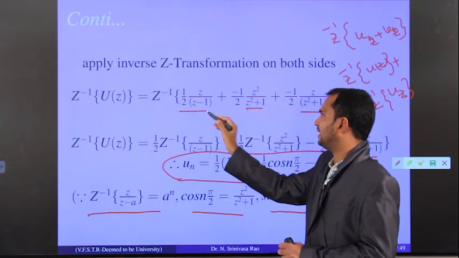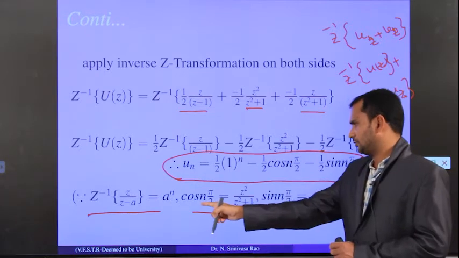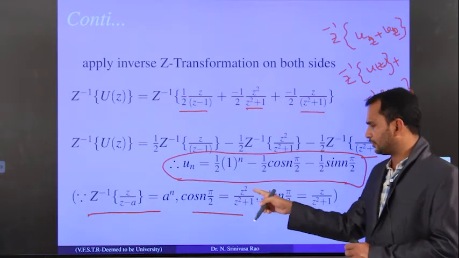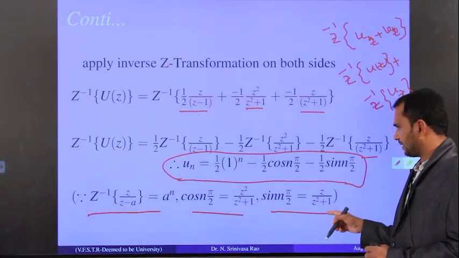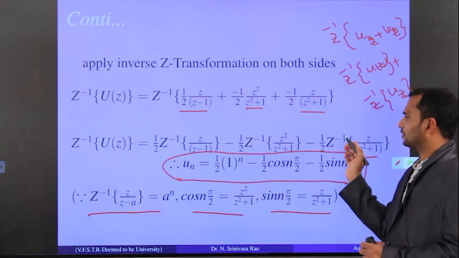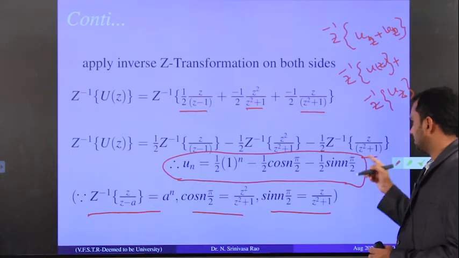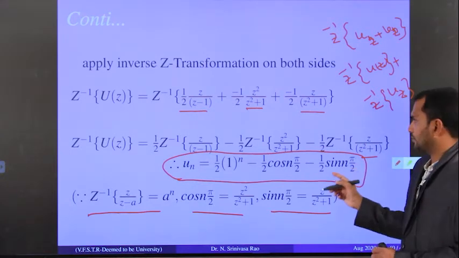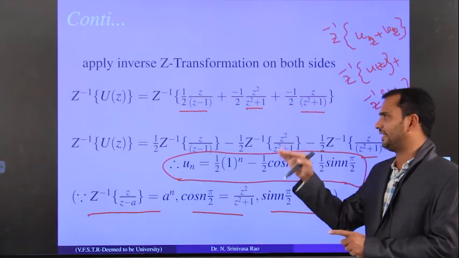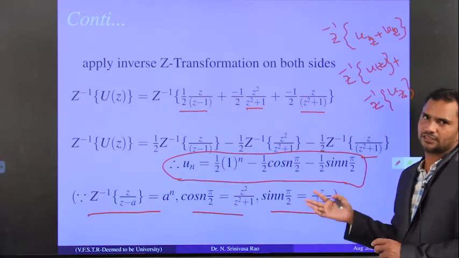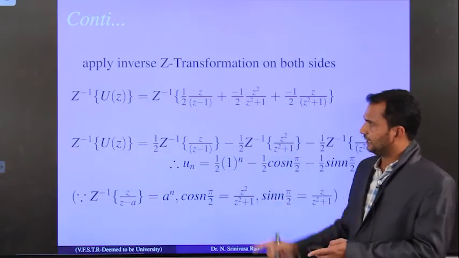If you want to find Z inverse for this, first you need to know the Z transform for this. You know that the Z transform of cos n pi by 2 is this one, and the Z transform of sin n pi by 2 is z by z square plus 1. If you know this, clearly you can write Z inverse of this as cos n pi by 2, and Z inverse of this one as sin n pi by 2. That is the reason why only once you know Z transformations can we find inverse Z transformations, otherwise we cannot. So this is the final answer for the given question.